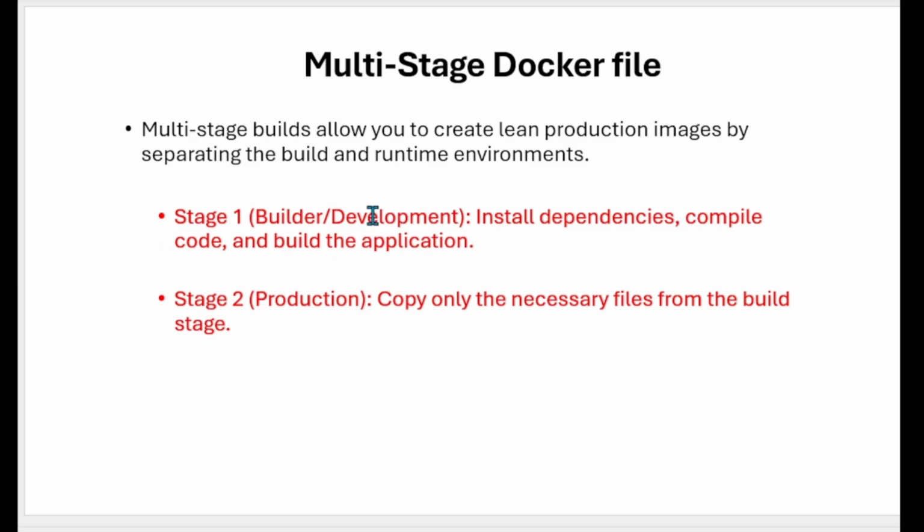Obviously, you can guess what happens in the builder and development stage. We install the dependencies, compile the code, build the application. So half the task is completed. Then the production stage means we copy only the necessary files from the build.